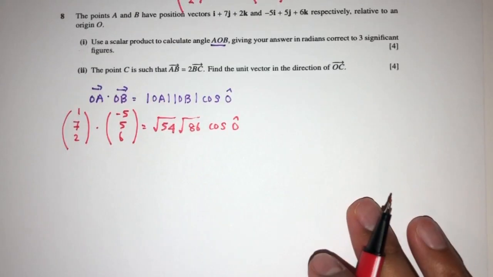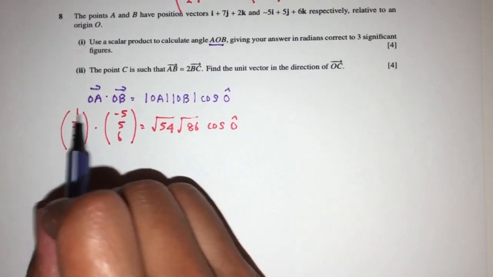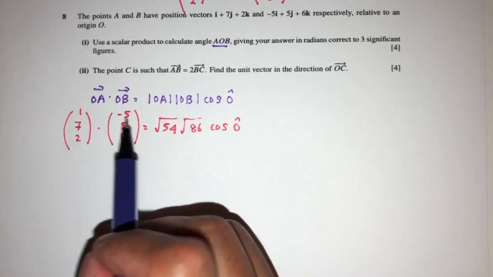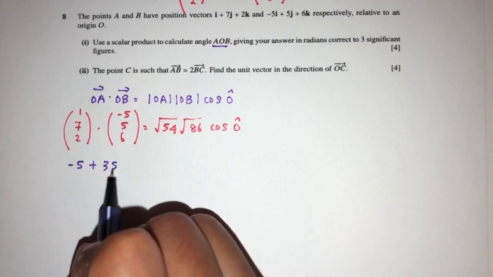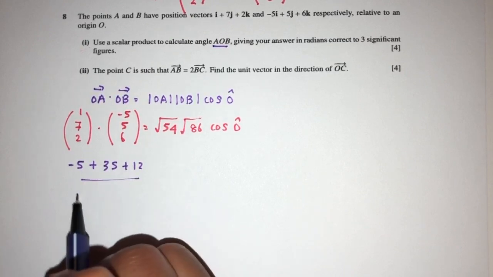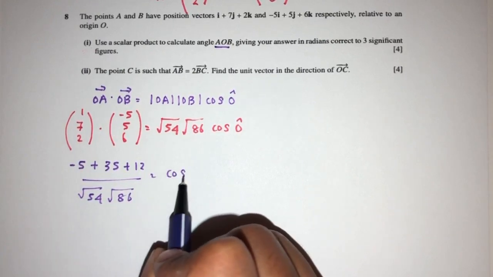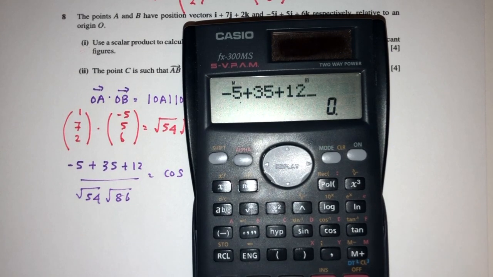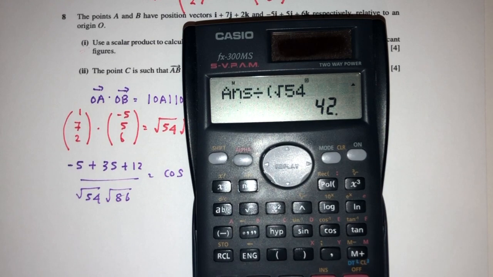And then what else do we have? That's it. We just have to simplify and solve for the value of O. So that will be the dot product, scalar product. So 1 times -5 is -5, plus 35, plus 12, divided by this. And this is cos of the angle O. So solve: -5 plus 35 plus 12 divided by root of 54 times root of 86.